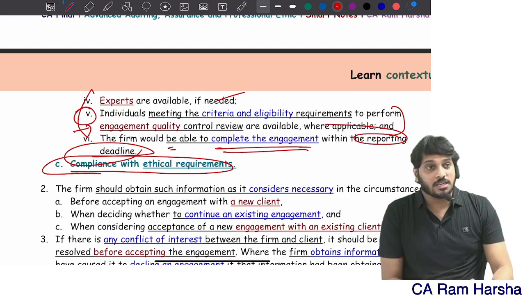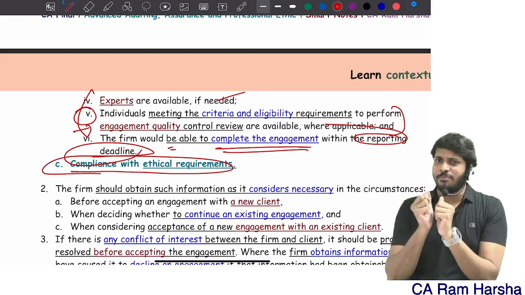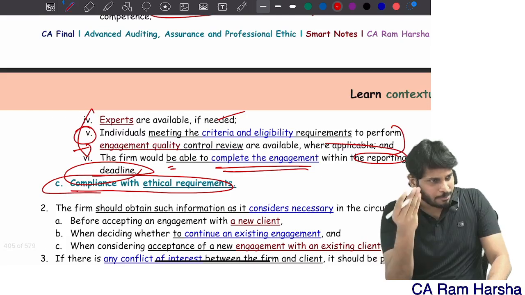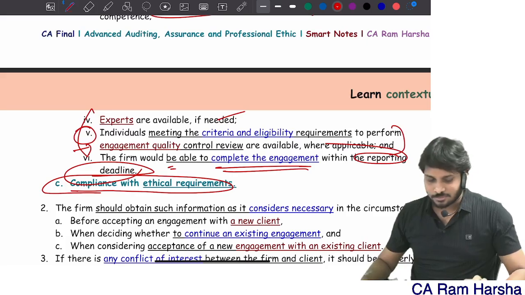And the final, third requirement is what? Compliance with ethical requirements. What do you mean by compliance with ethical requirements? We have a separate element for that. There we can discuss. Clear?